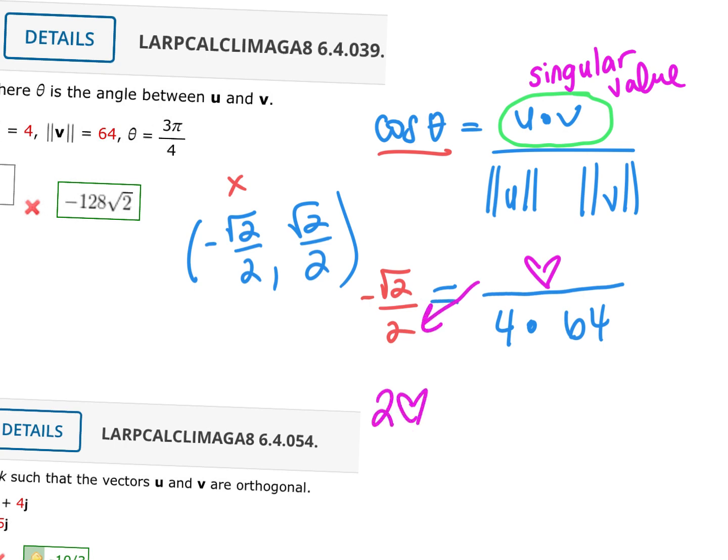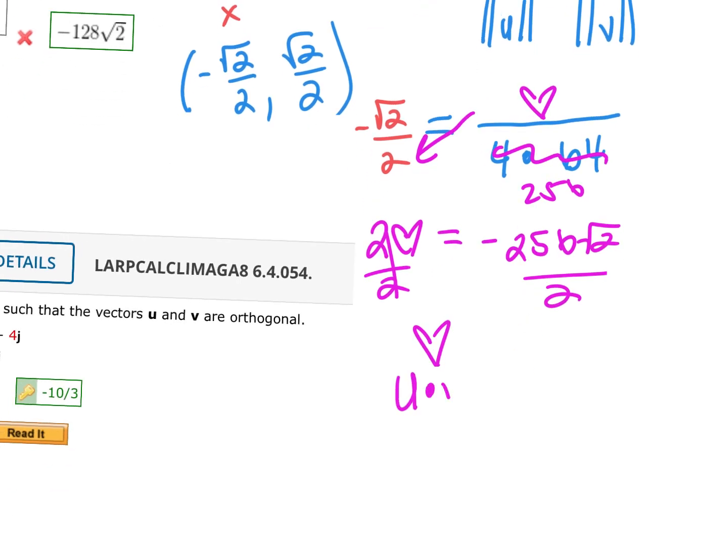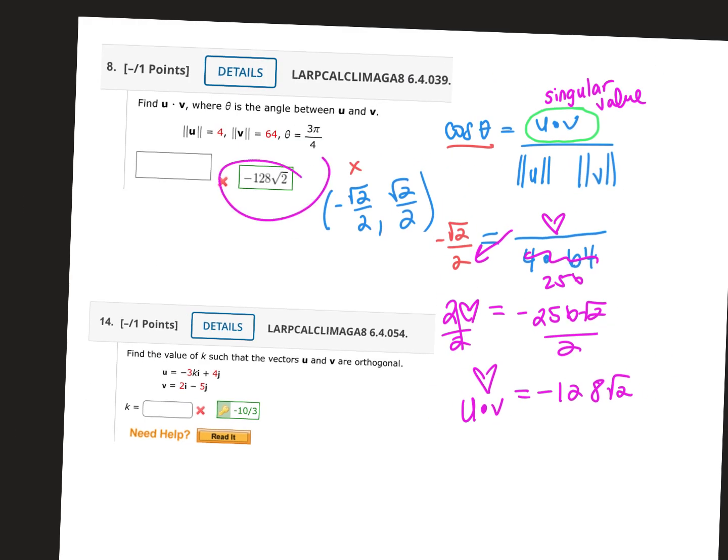What's 64 times 4? 256? Yeah? Okay. So when I cross multiply here, I get negative 256 times the square root of 2. And now I don't want 2 heart, I want heart all by itself. So divide both sides by 2. So your dot product, your u times v, because it's a singular value, is negative 128 times the square root of 2, which is what the answer is here.